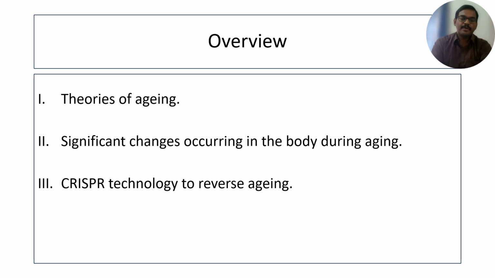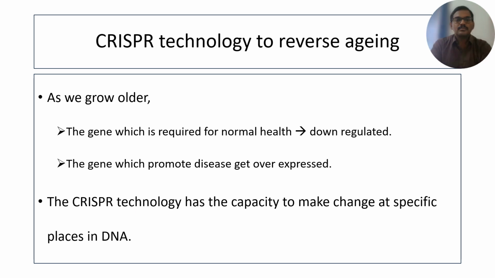Coming to the last part of the session, whether aging is reversible or not. Let's see. Is it possible to reverse aging in the future? To understand this, you should know what is meant by CRISPR. CRISPR stands for clustered regularly interspaced short palindromic repeats. So it's like a molecular scissor.